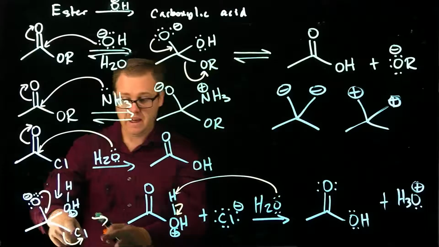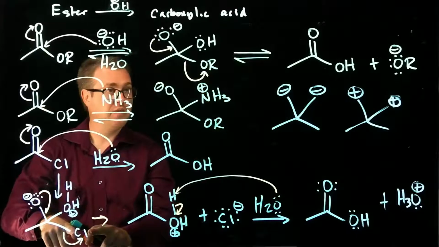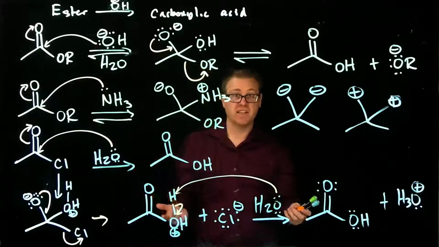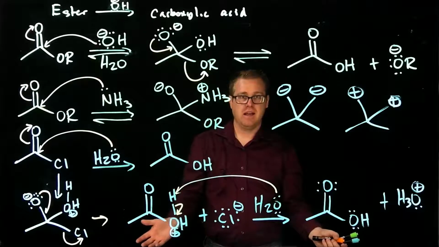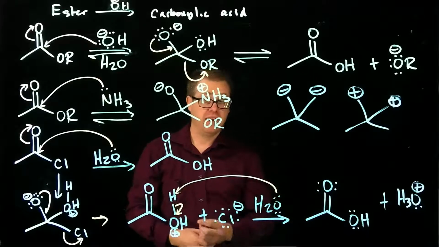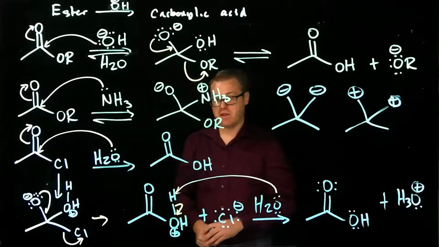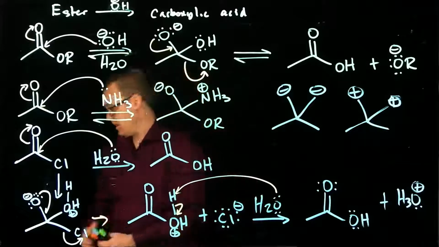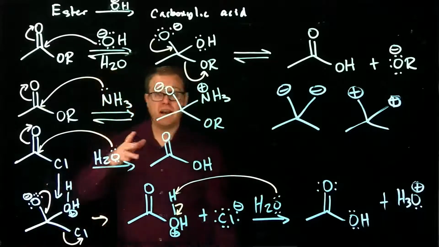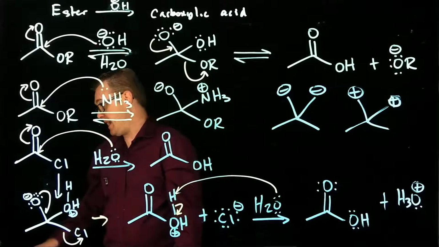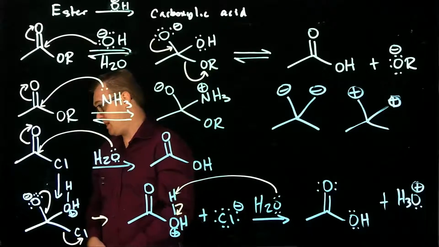So when you're looking at your leaving group, can it leave under the conditions that you are in? And if it needs to be protonated in order to leave, then protonate it. All right, so we've gone through a lot of mechanisms here, and each one had a little different variation. But it's by looking at the conditions that you can figure it out.